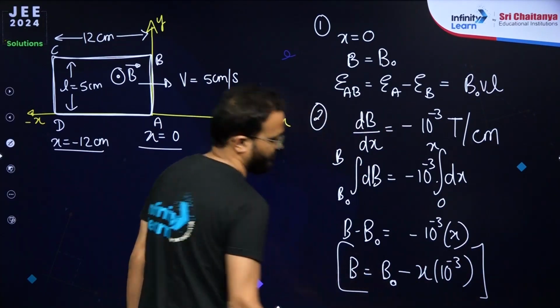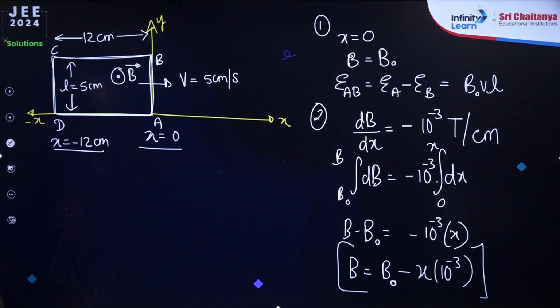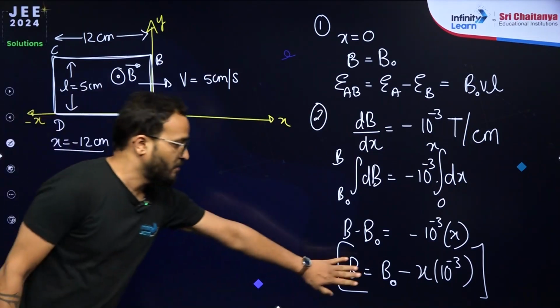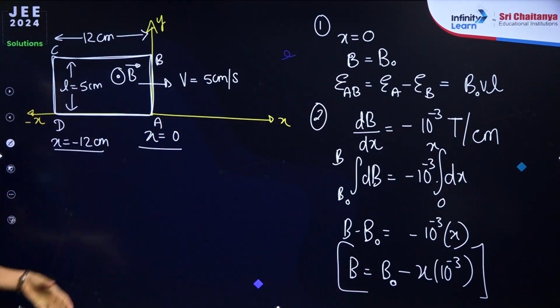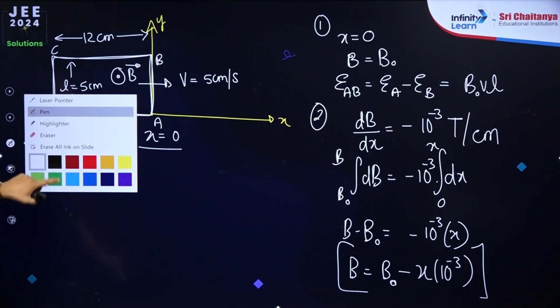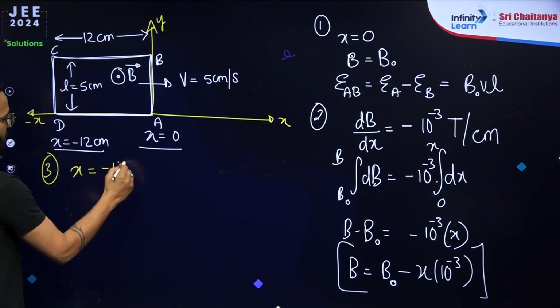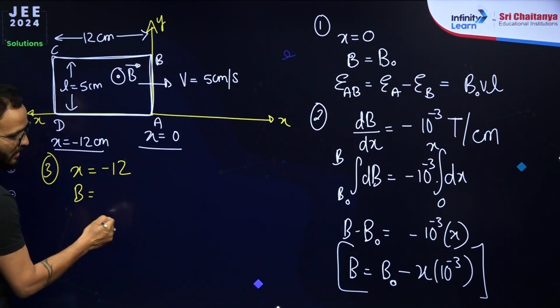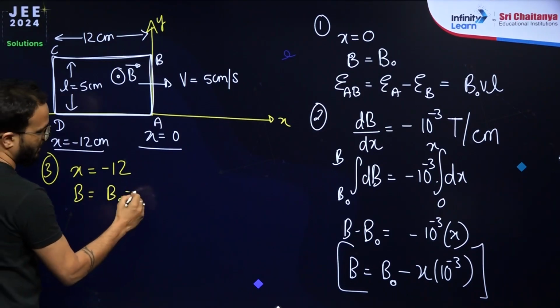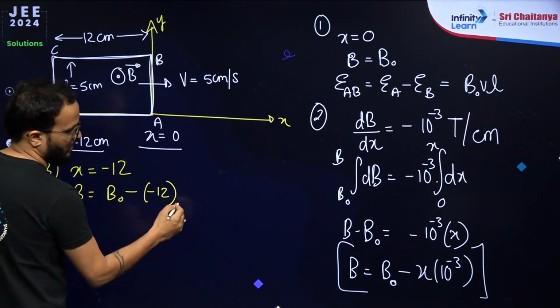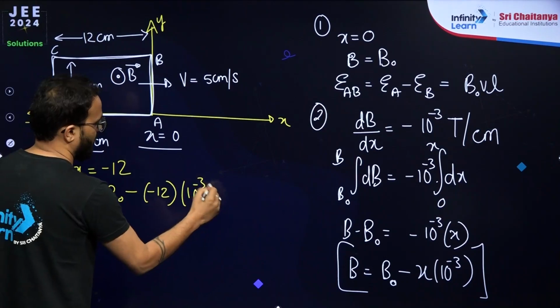Is that understood? So this is how we can find out the magnetic field. From this information we will find out the magnetic field at this point. Okay, so let's talk about the third point, where x is equal to minus 12. So what is the magnetic field over there? It will be B naught minus 12 into 10 to the power minus 3.